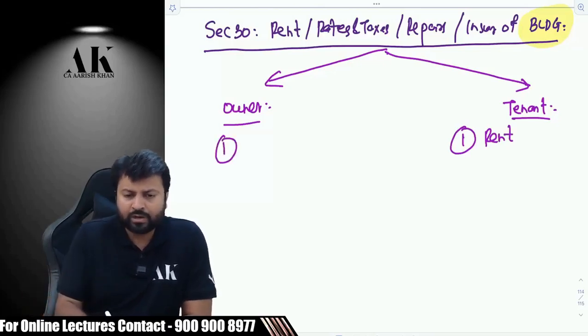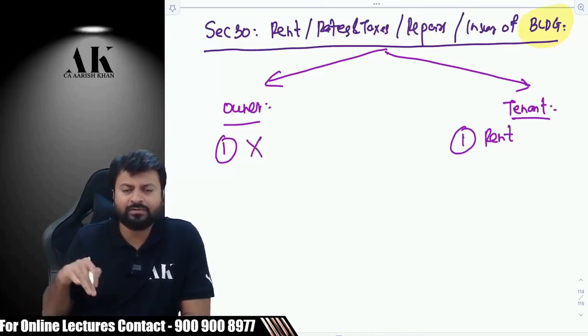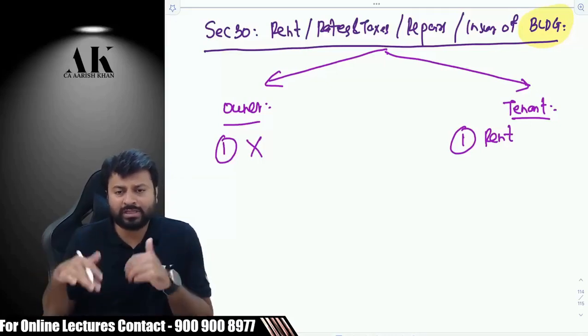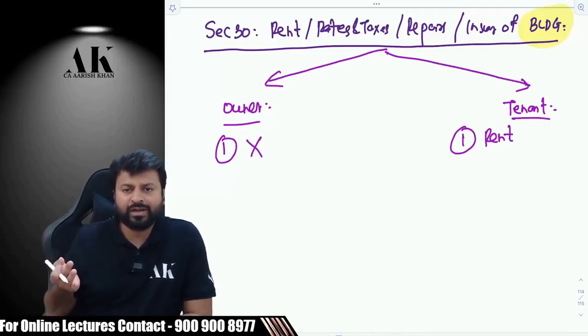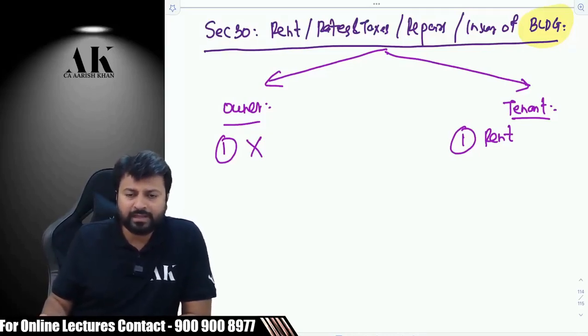But if I am an owner, obviously I cannot get the deduction of rent. Do you agree? I cannot pay rent to myself. I am an owner of a building, I am running my own classes over there. Will I get the deduction of rent in that case? No, sir. Not possible. To pay rent, you need to be a tenant, not a landlord. Therefore, the question of rent does not arise for owners. The question of rent arises only for tenants.